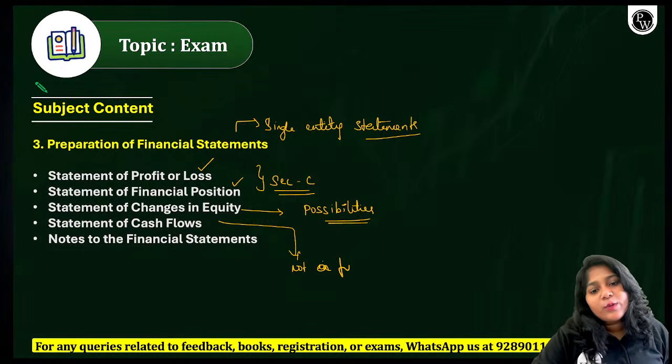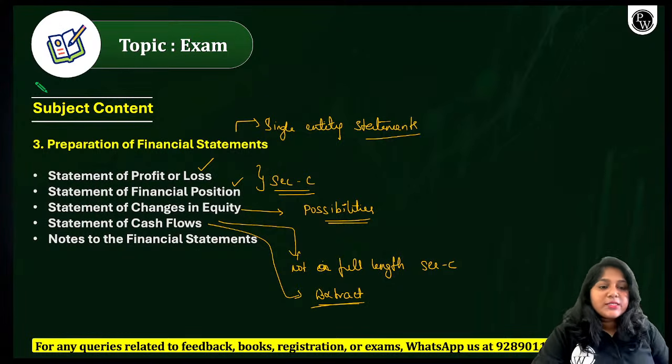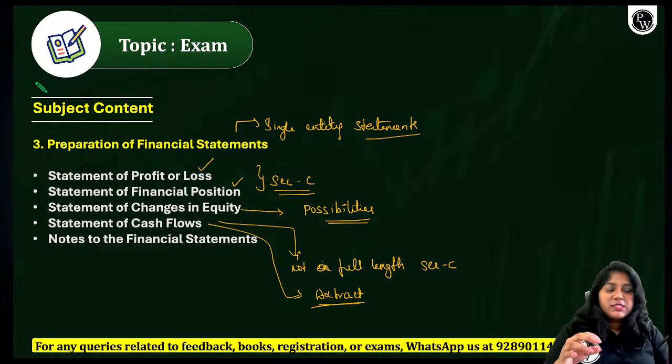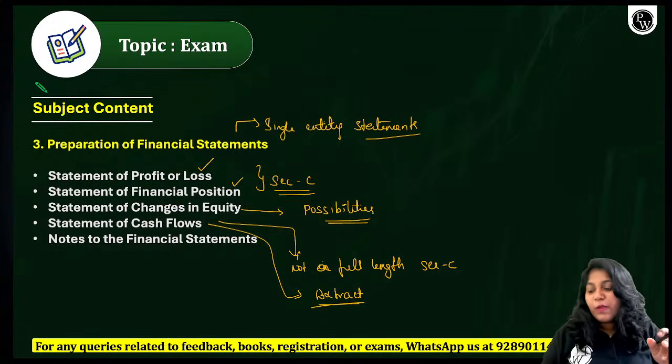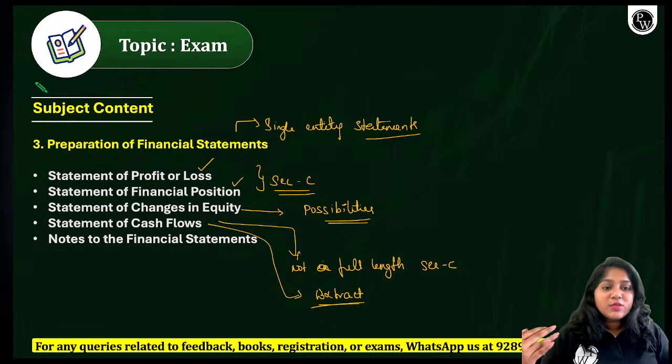Not a full length question, at least. Not a full length section C. So even if they come in a section C, you can expect to have only an extract of it. For example, only operating activity, investing activity, or the purchase of PPE. Very basic. It is not in depth at all. Right? So this we call the third set, preparation of financial statements.